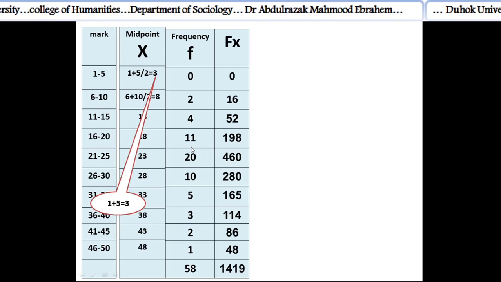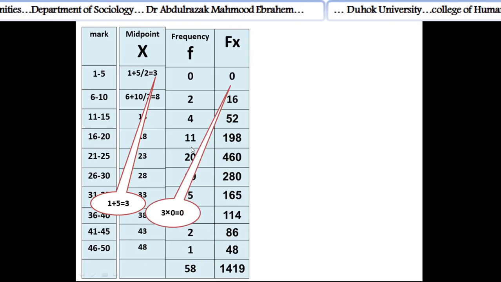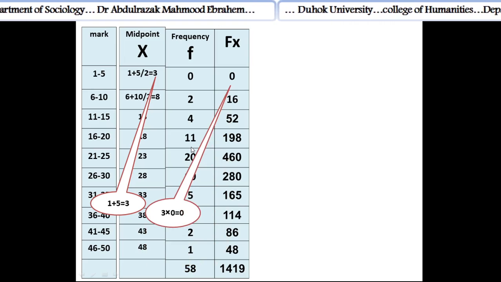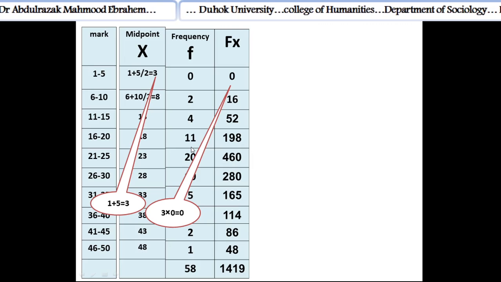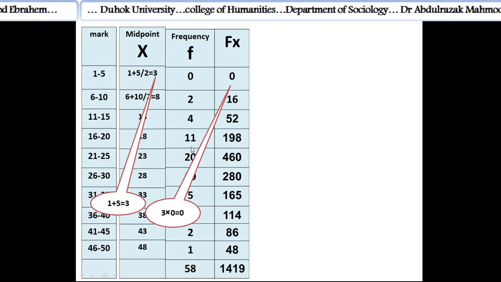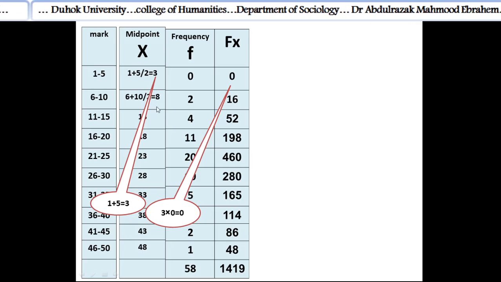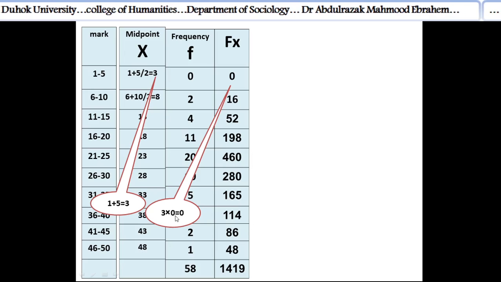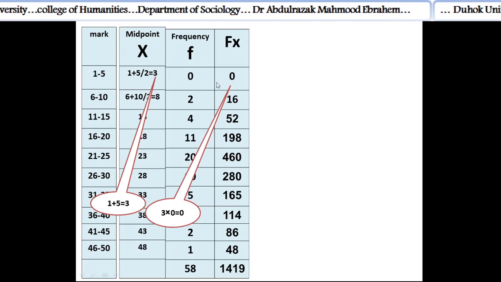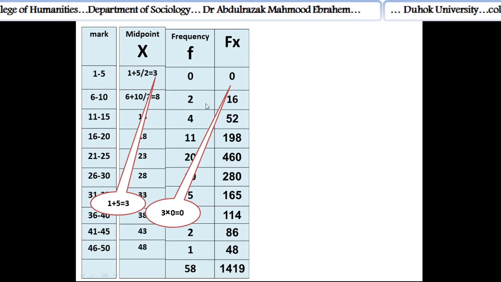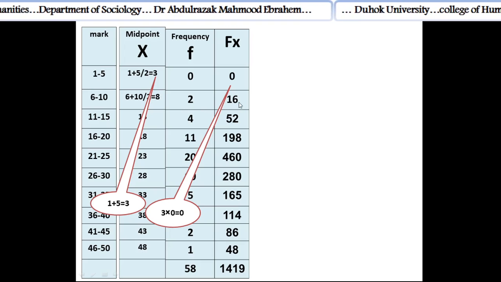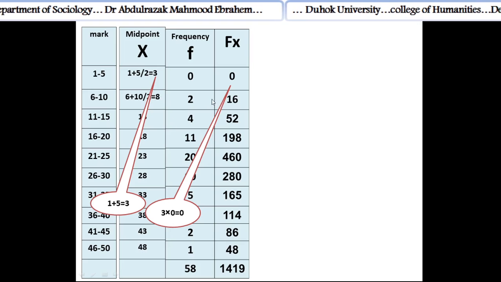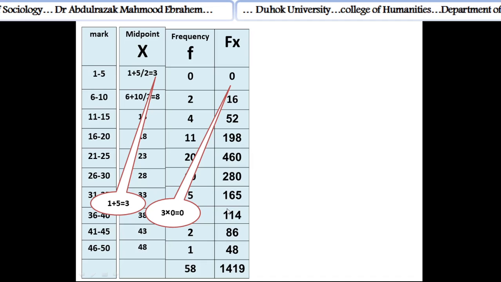And the third column, fx. We say fx, from where we can have fx from x multiplied by f, or f multiplied by x. 3 multiplied by 0 equals 0. 8 multiplied by 2 equals 16, and so on for the other categories.